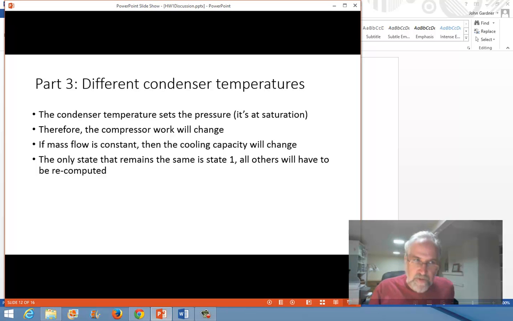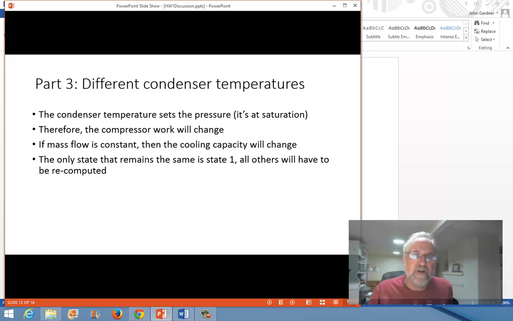Okay, so that was part 2. Part 3 is just carry out the analysis again for 3 more condenser temperatures. And keep in mind that changes everything, or just about everything, because if the condenser temperature changes, then its pressure changes. Higher temperatures means higher pressures. That means the compressor's got to work harder. So you expect a different compressor work. And I ask you to assume the mass flow is constant. It's not going to be.